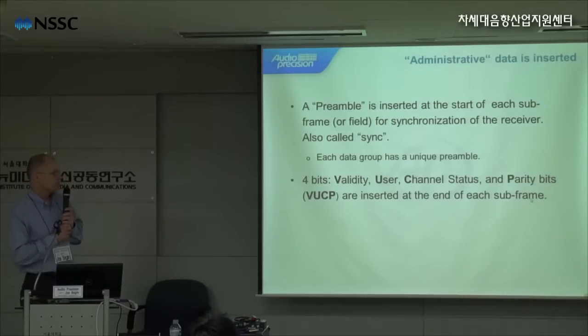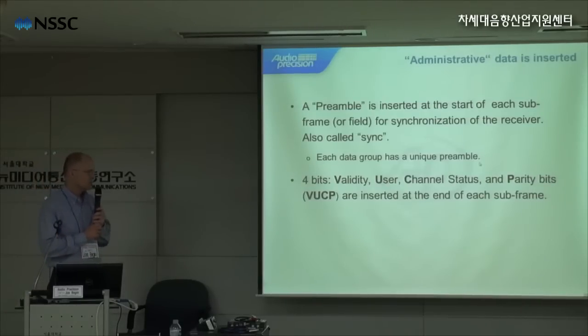Now there is administrative data inserted into the stream. There's a preamble at the start of each subframe or field for synchronization of the receiver. It's also called sync. And each data group has a unique preamble. There are 4 bits representing validity, user, channel status, and parity, abbreviated VUCP. So they're inserted at the end of each subframe.